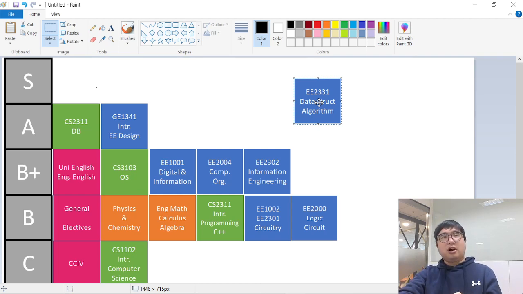It used to be taught by someone called Dr. Pao, who was called the coding king of the Hong Kong University, and he is pretty harsh on us students. He thinks that all students are dumb, and that's not an understatement, by the way.